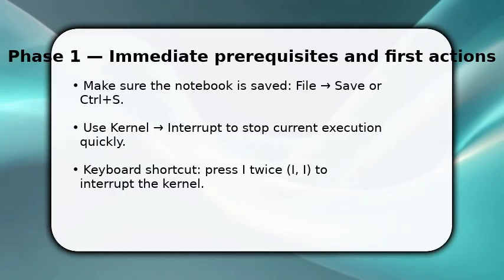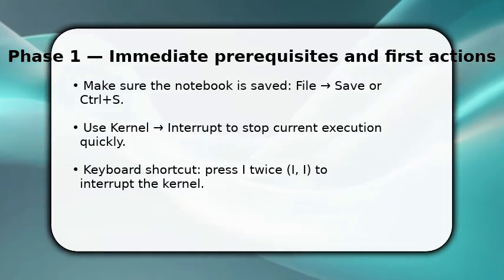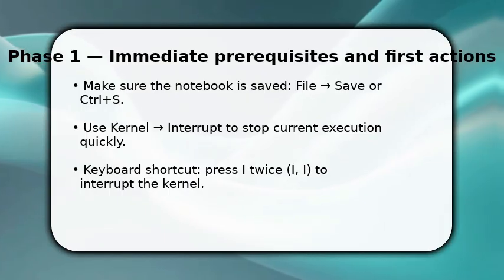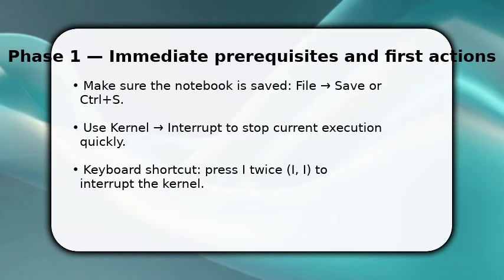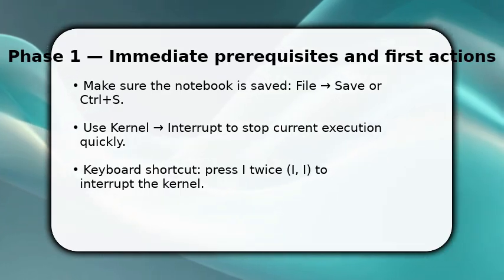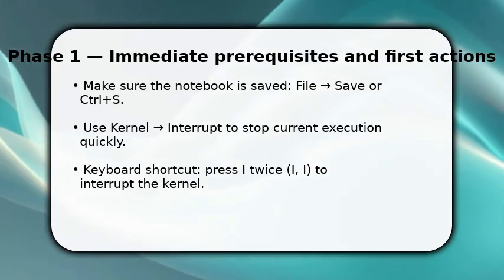You start by interrupting the running kernel. This stops code execution without losing state. First, save your work with File > Save or Ctrl+S so you have a recovery point. Then, choose Kernel > Interrupt or press I twice quickly. That sends a SIGINT-style stop to the process.